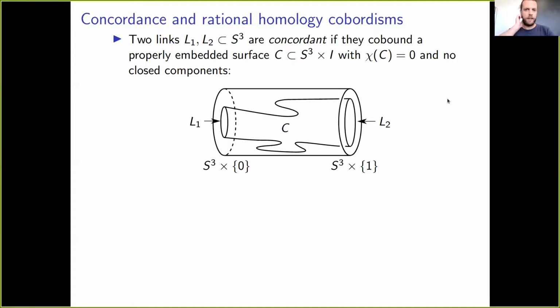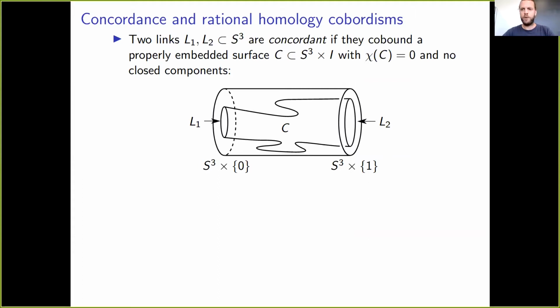So schematically, in this picture, S3 cross an interval is depicted as this cylinder. In this portion, S3 cross 0, we see our first link, L1. On the right, in S3 cross 1, we see our second link, L2. And in between them, there is this surface C that interpolates between them.